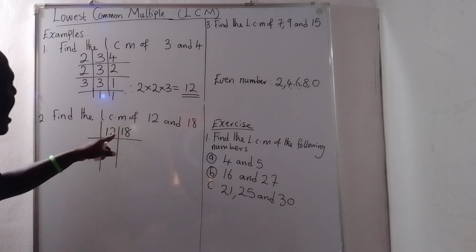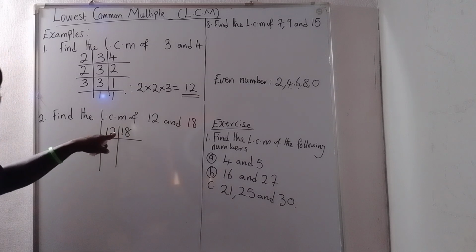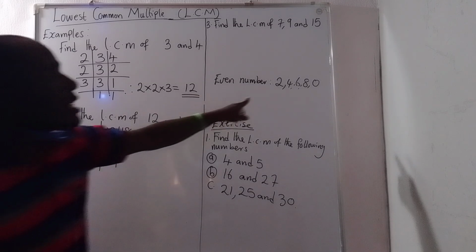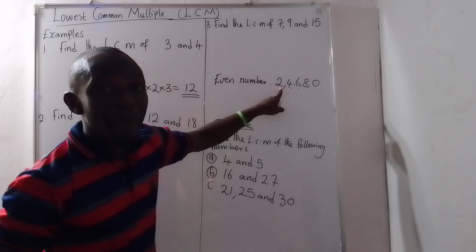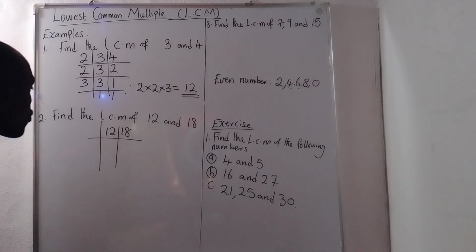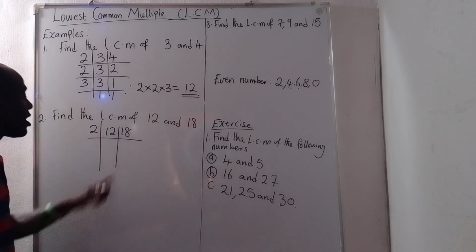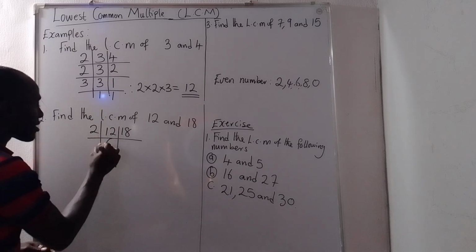Okay, looking at this number, the last digit is 2 here. This is 12. The last digit is 2, so it can be divided by 2. So 12 can be divided by 2, so we use 2 to divide. 12 divided by 2 will give us 6.